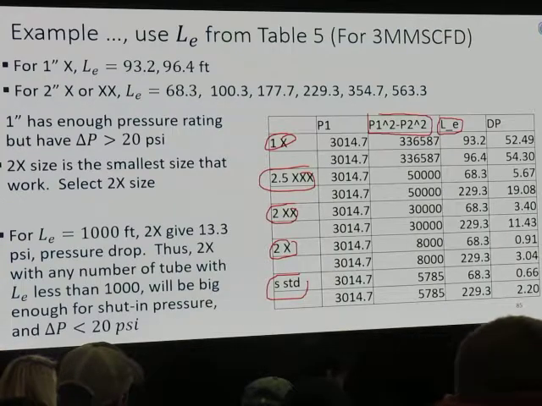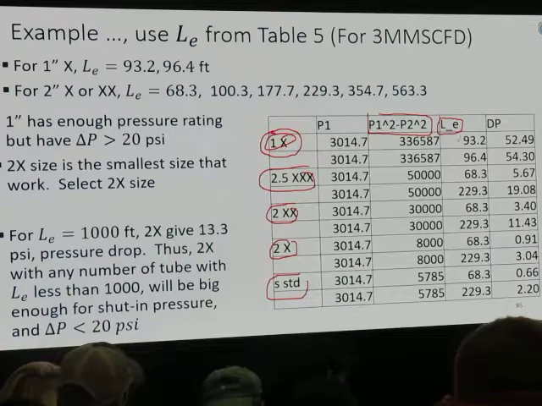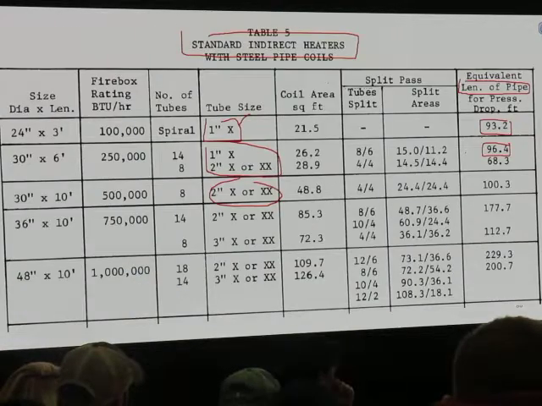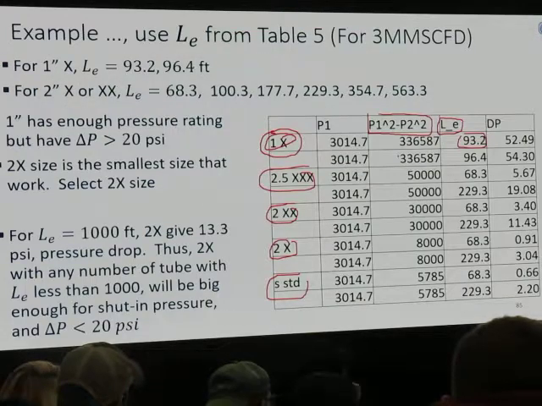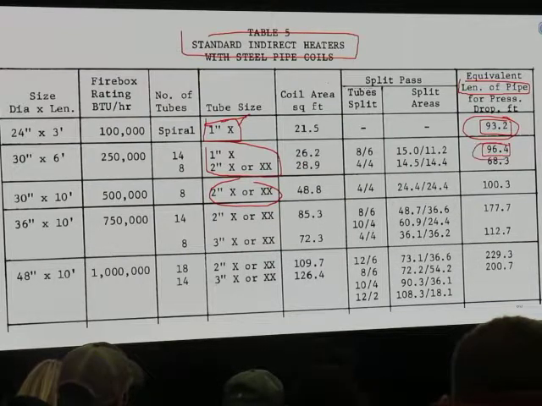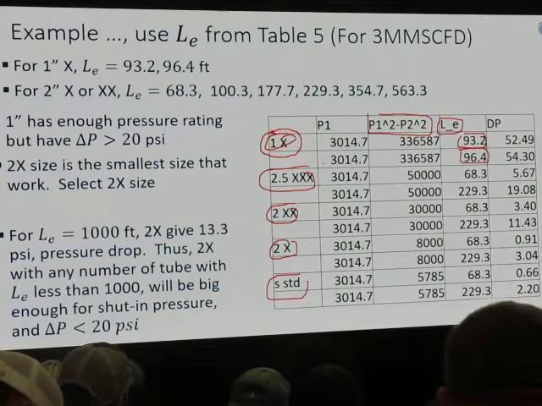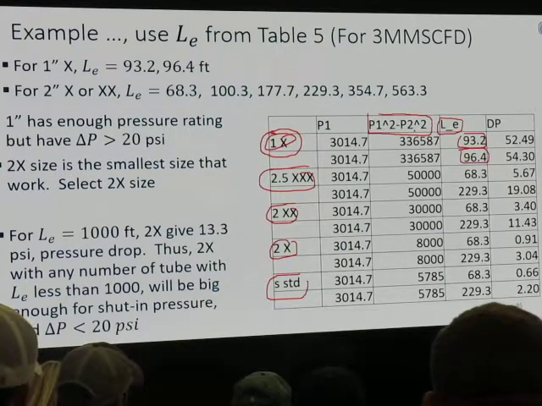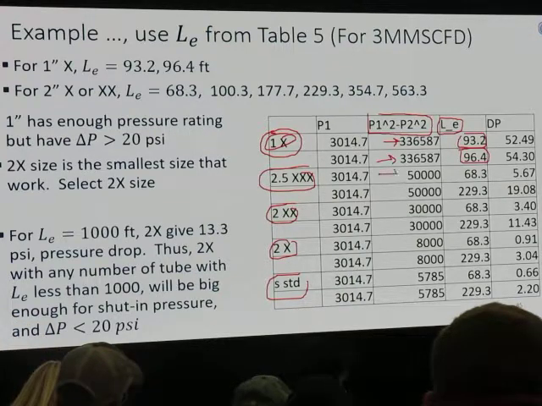Okay, you see 1X? And I have equivalent length of 93.2. 93.2 comes from that number for 1X. And I also have 96.4 from that number. That's for 1 inch X, right? Okay. And I get P1 squared minus P2 squared from the chart. P1 is given. It's 3,000 when we use PSIA, so I add 14.7.